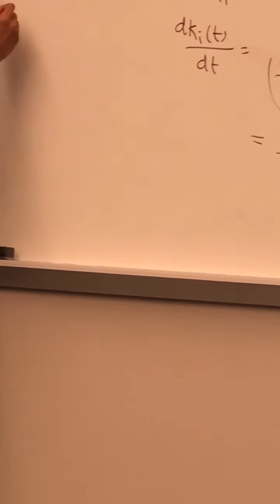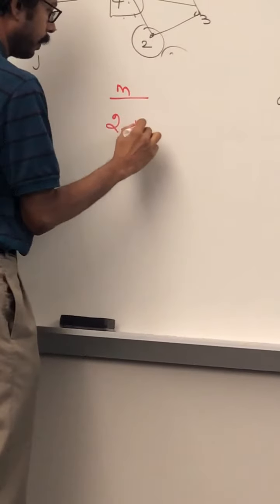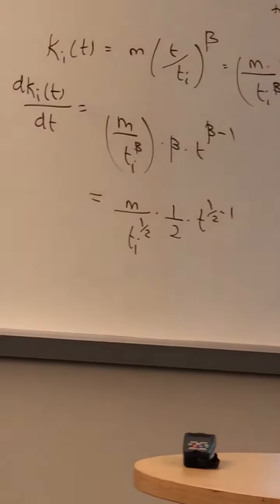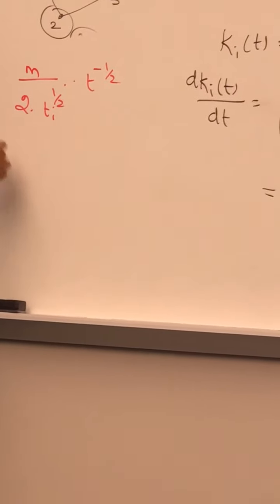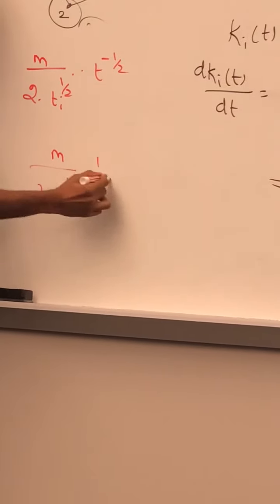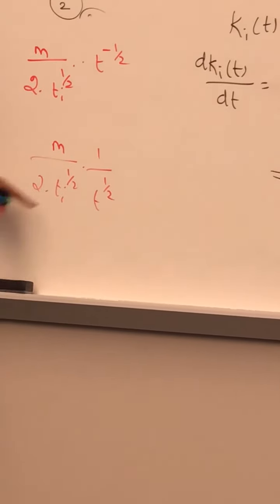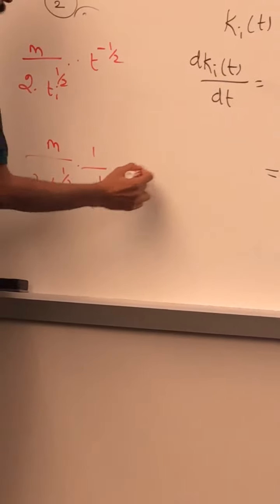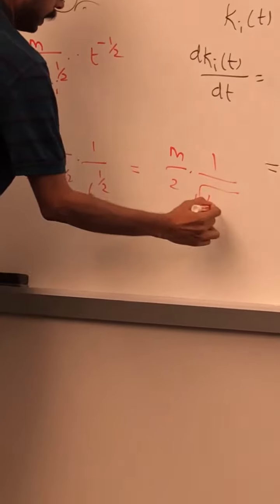It's going to be m divided by 2 ti to the power of half. This is t to the power of negative half. So what is t to the power of negative half? I can write it in the bottom as 1 over t to the power of half. Right? So what is something to the power of half? It is actually square root. Right? So I can write it as m divided by 2 square root of t times ti.